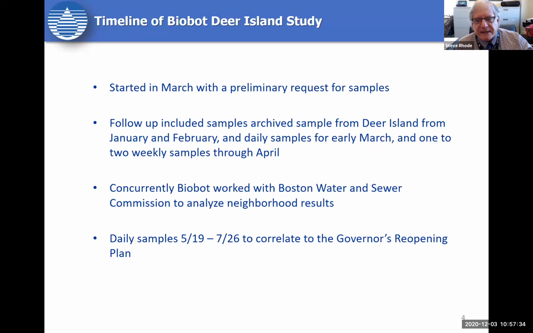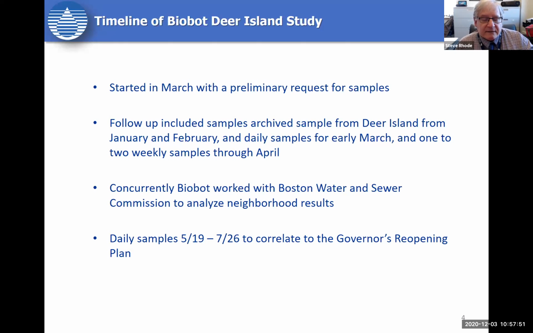And then they came back to us in March and said, "Hey, we think we might be able to detect this virus in the wastewater. Can you give us some samples?" And they came back a couple of days later and said, "Yes, it worked. We got it. Can we get more samples?"